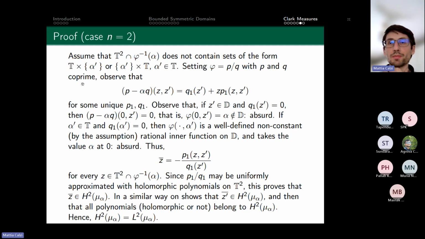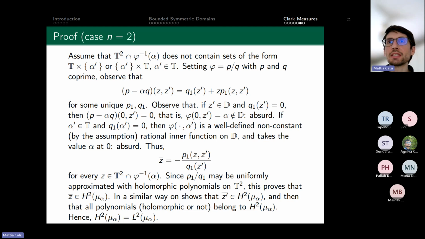And it is interesting to consider a very rough sketch of the proof in the case of the bidisk. The case of the polydisc is more technical, but the idea is the same. So, on the one hand, we may consider the case in which this object here, which is essentially the zero locus of P minus alpha Q, does not contain any horizontal or vertical torus.